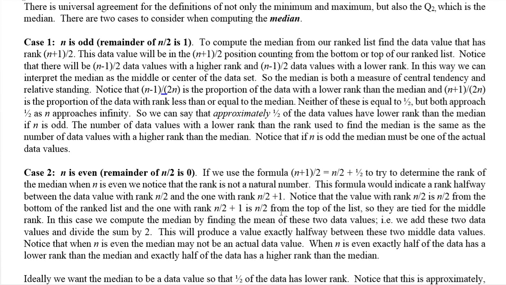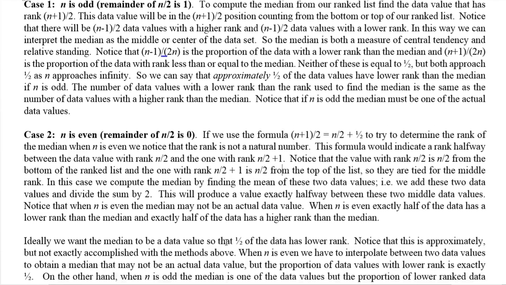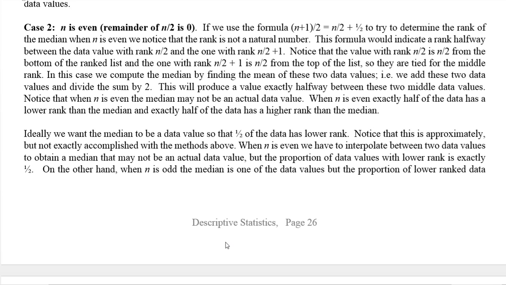So half of the data has a higher rank than the median would have, and half of the data has a lower rank than the median would have. But unless the two things that are tied in the middle are the same data value, the median will not be an actual data value. So we approximately, but not exactly, get what we want to accomplish with this definition. We want a data value where half the data is lower rank and half is higher rank. We almost get that with the median, but not quite.